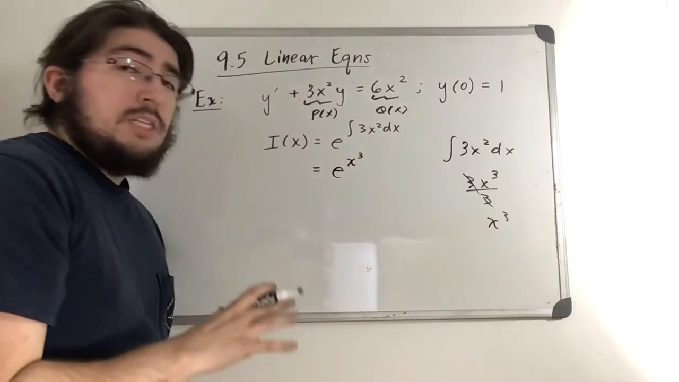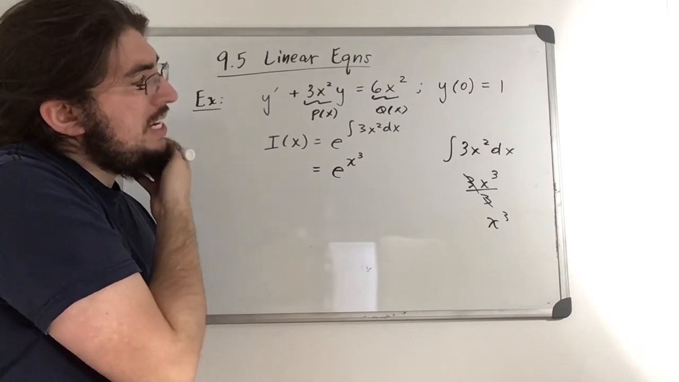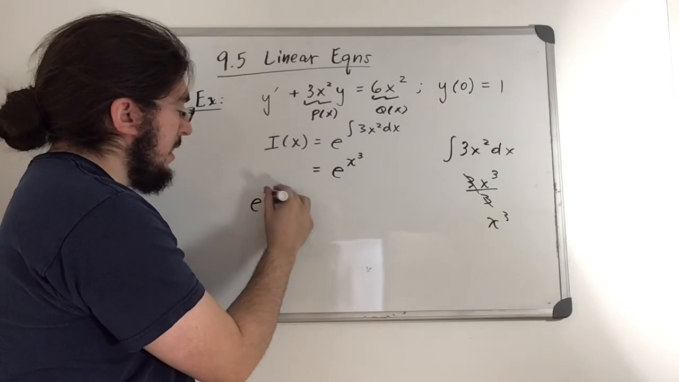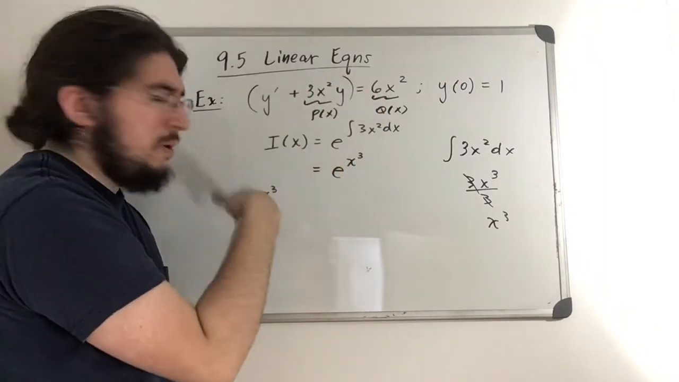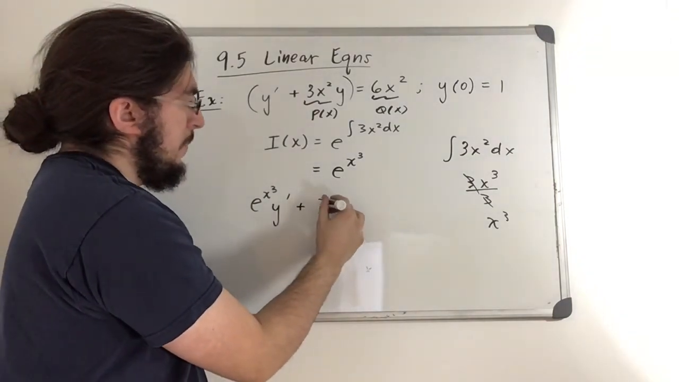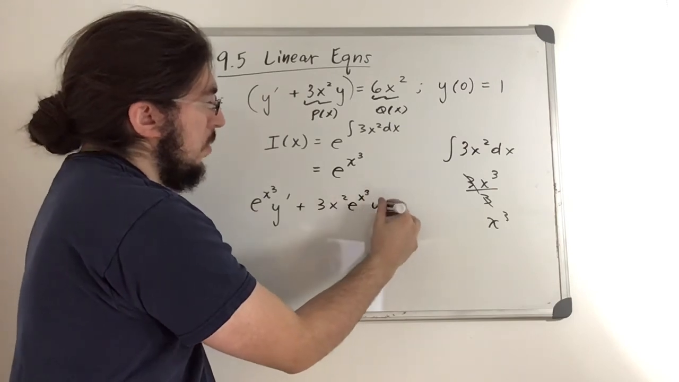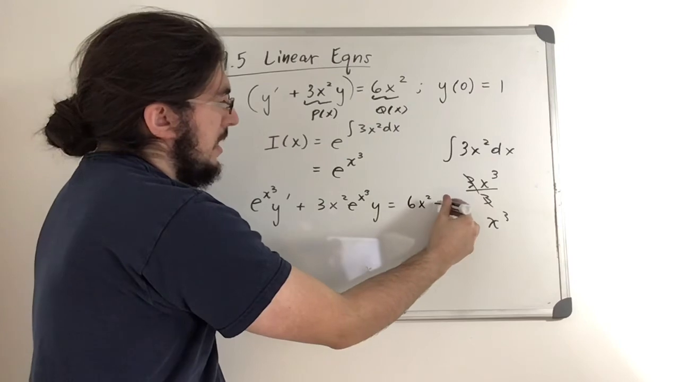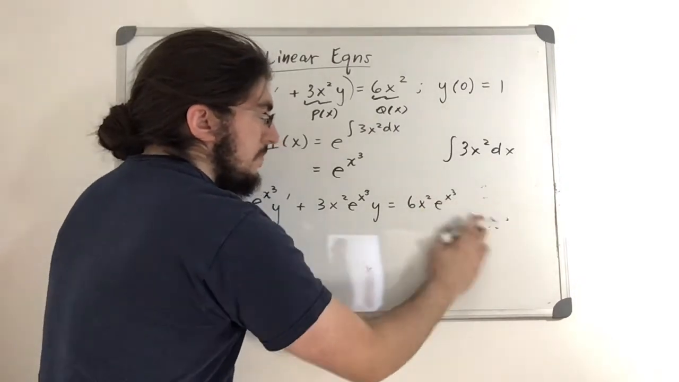Okay, great. So now we're going to multiply both sides by e to the x cubed. And yeah, let's just see what happens. So multiplying both sides by e to the x cubed, and remember, distributing it onto the left so that we don't waste a step. We get that times y prime plus, let me write it like this, 3x squared e to the x cubed times y is equal to 6x squared e to the x cubed. And let me just kind of erase this. Okay.